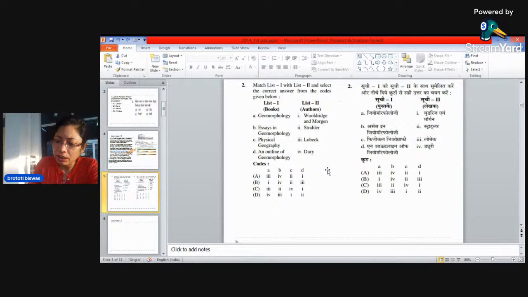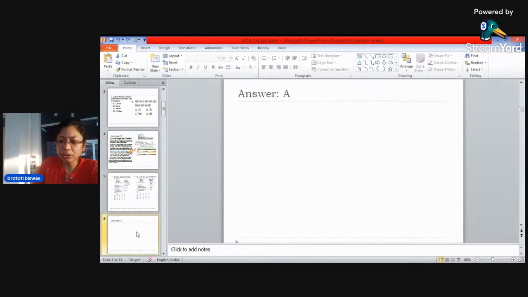If you know the answer, the answer will be A. A means geomorphology, written by Lobeck. Essays in geomorphology, written by Dury. Physical geography has been written by, that is C, Strahler. An outline of geomorphology, written by, who is left, Woolridge and Morgan. There is nothing to explain over here. So the answer will be A.